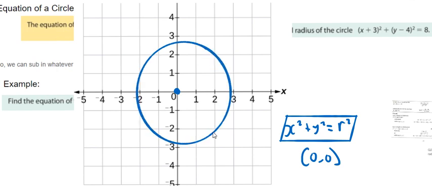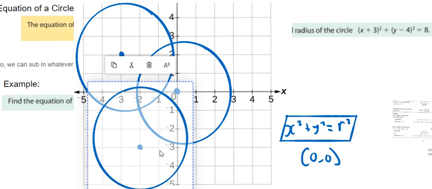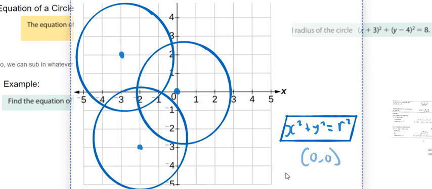But obviously you could have circles with different centers, and loads of them. So you could have a circle with a center at the point (-3, 2), so that would be the center, and then you'd have a radius of something around that. Or you could have a circle with center (-2, -3), and then your radius would be something else around that. So this video is about the equations of all of these other circles that aren't centered at (0, 0).